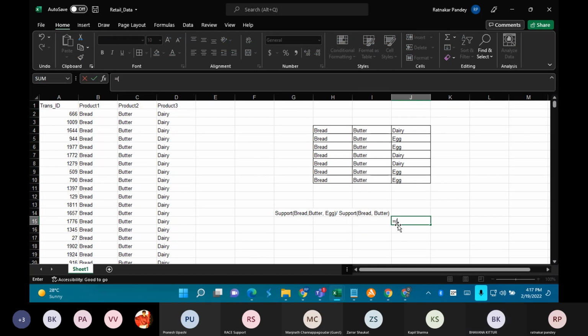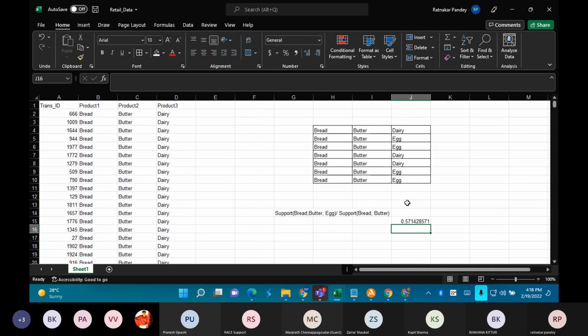57%. Tell me the numerator first and then the denominator. Numerator is 4 by 7. Denominator? Divided by 7 by 7. That is 1. Is that correct? So what are we saying? That 4 transactions out of the total where all 3 items have been bought: bread, butter, and egg. Bread, butter, of course, is given. So how many egg? We have 4, which is 4 by 7. That's correct. And how many transactions where bread and butter is there? 100%. So that's correct. So the confidence is 57%.